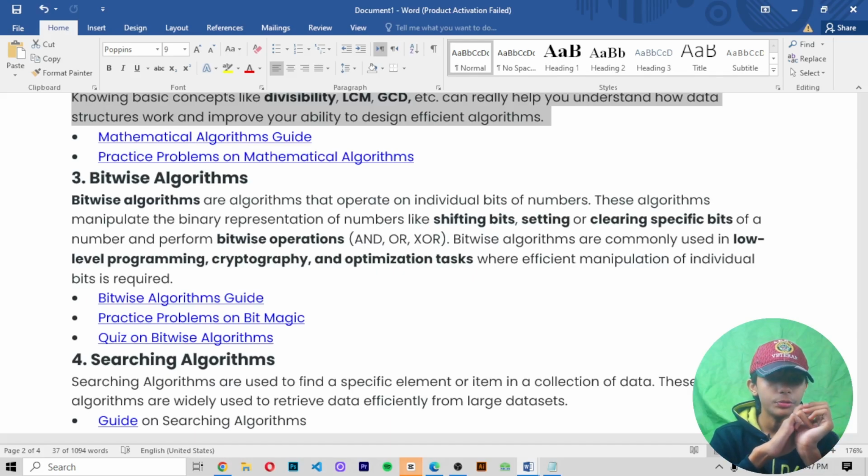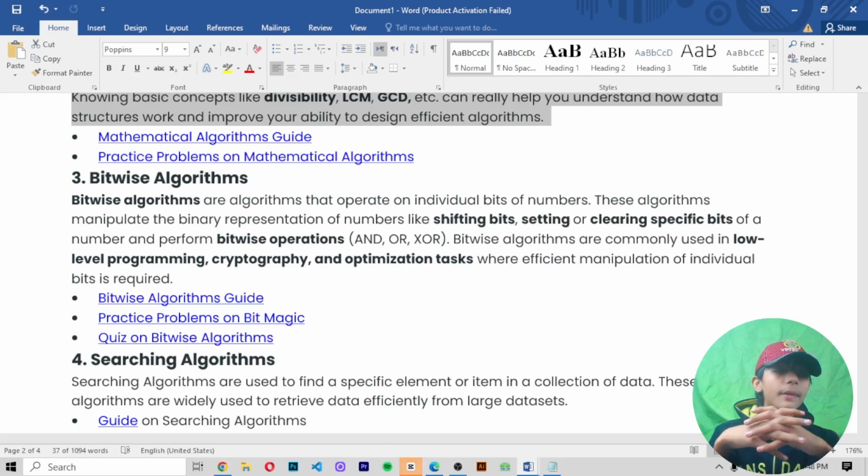Bitwise algorithms are commonly used where efficient manipulation of individual bits is required. In upcoming videos we will also make a detailed video on bitwise algorithms, and in that video we will do practice problems on bit magic and a quiz on bitwise algorithms. You must know that bitwise algorithms are commonly used in low level programming, cryptography and optimization tasks.